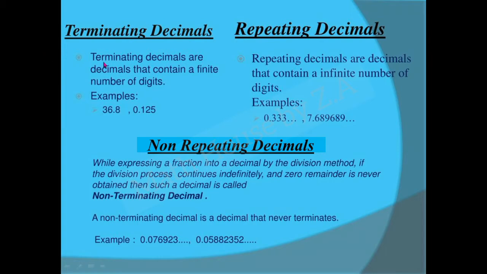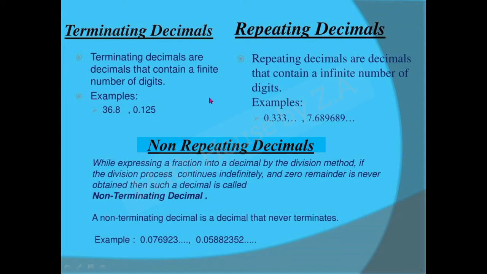Terminating decimals are decimals that contain a finite number of digits after the decimal point. That means when you divide a fraction and you get a decimal number with a finite or limited number of digits after the decimal point, as you can see in this example, 36.8, 8 is a limited number, so this is a terminating decimal. 0.125 is also a terminating decimal, because there is a limited number of digits after the decimal point.